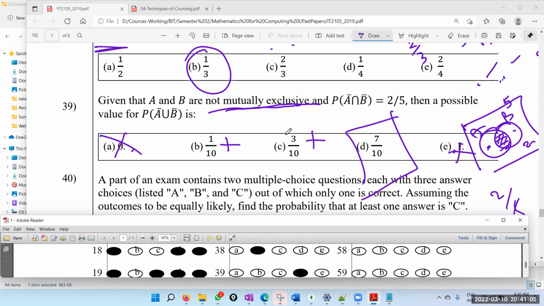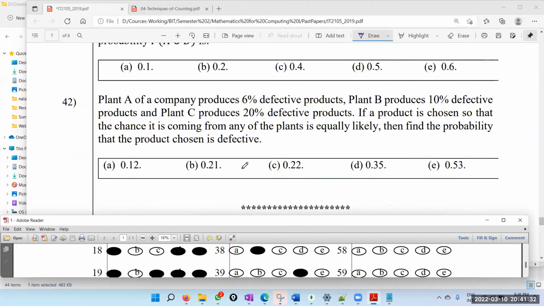So this is 2 divided by 5, in the sense 4 divided by 10. This is less than 4 divided by 10. This is less than 4 divided by 10. And of course it can't be 0 and 1, because they say they are not mutually exclusive. So therefore something must be here. Something must be here. Right. So the answer must be D. Answer is D. Okay. How many questions are there?